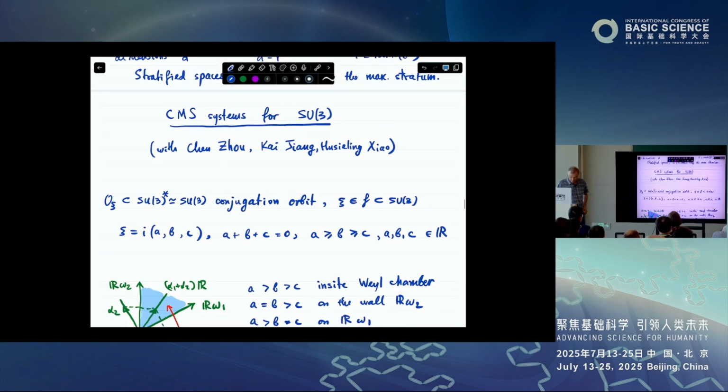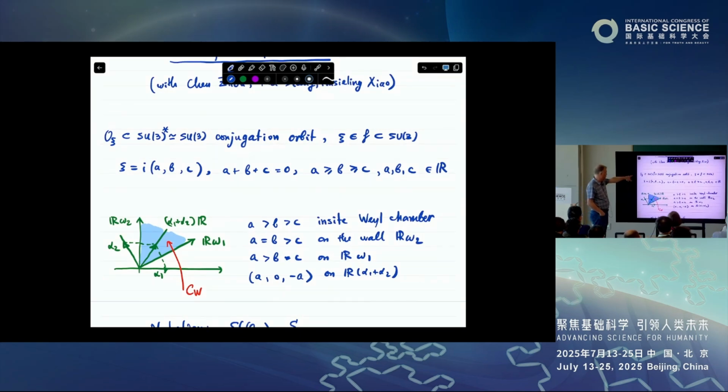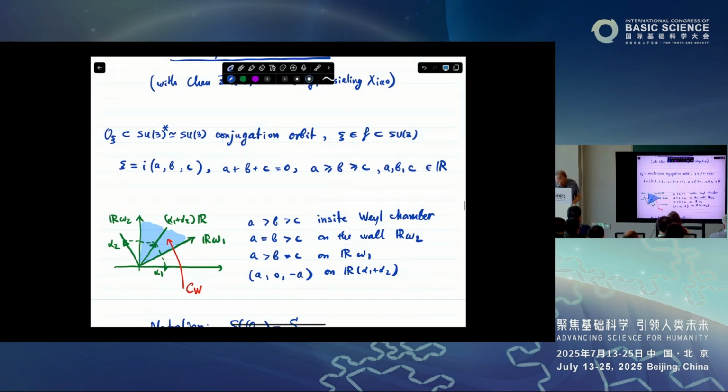So in this case, let's denote by O_ξ the coadjoint orbit through the element ξ in the Cartan subalgebra of SU(3). You can think of ξ as a diagonal matrix with diagonal entries a, b, c, such that it's a traceless matrix, and we choose a representative of the Weyl orbits. So we assume that they are ordered, so they are real.